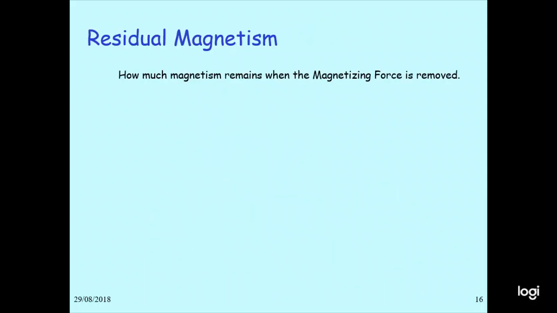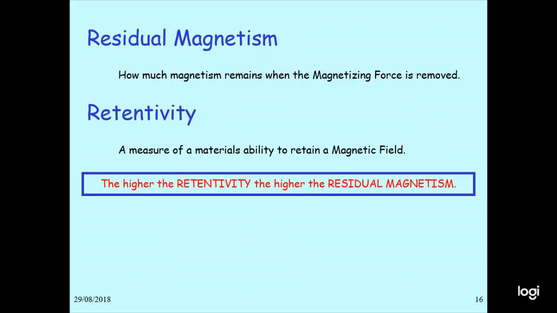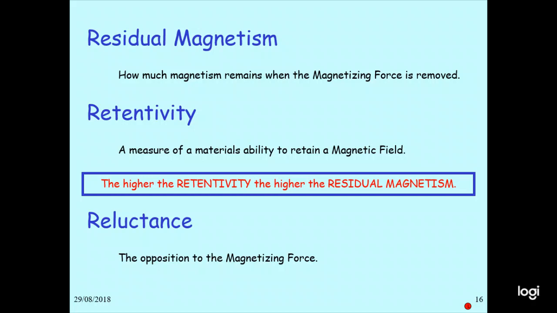Residual magnetism is how much magnetism is retained when the magnetizing force is removed. Retentivity is a measure of the material's ability to retain the magnetic field. The higher the retentivity, the higher the residual magnetism. Reluctance is the opposition to the magnetizing force. The magnetic flow is opposed by this characteristic, which we call the reluctance.